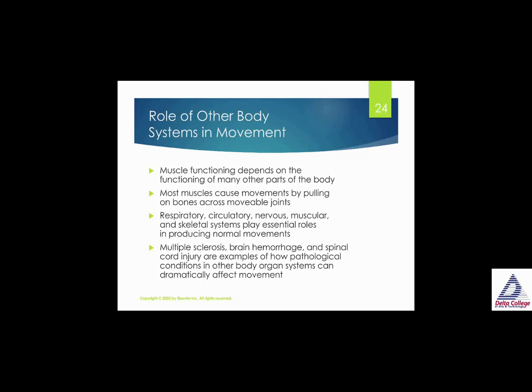Now, roles of other body systems in movement. Muscle functioning depends on the functioning of many other parts of the body. Most muscles cause movements by pulling on bones across movable joints. Respiratory, circulatory, nervous, muscular, and skeletal systems play essential roles in producing normal movements. Multiple sclerosis, brain hemorrhage, and spinal cord injury are examples of how pathological conditions in the body organ systems can dramatically affect movement.